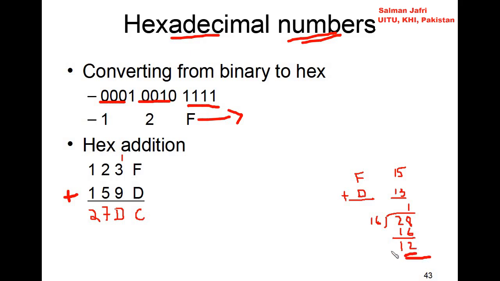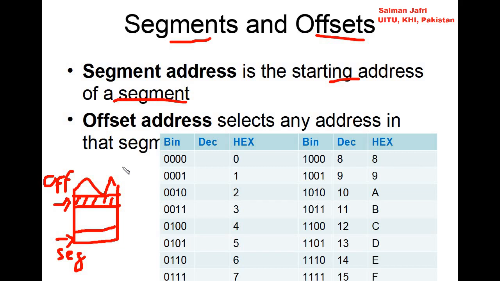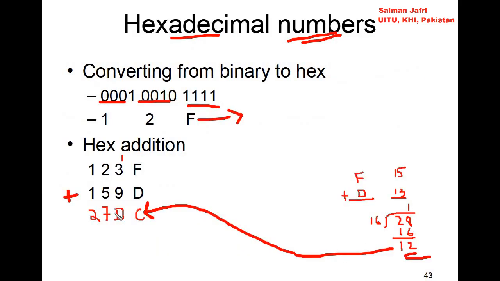Now 12 is hex digit C. So we write C over here and we carry 1. Again 9, 10, 11, 12 and this is now 13. So 13 is which hex digit? 13 is D. So we write D over here. This is 7 and this is 2. So 123F plus 159D comes out to be 27DC.